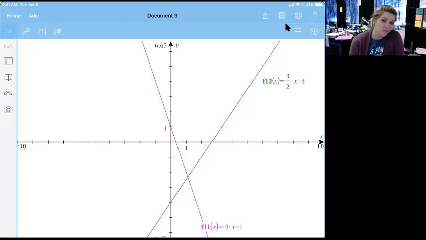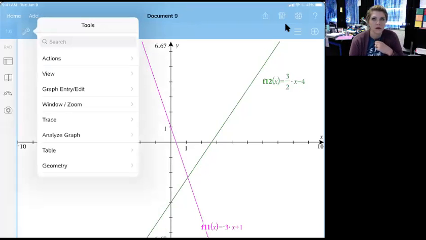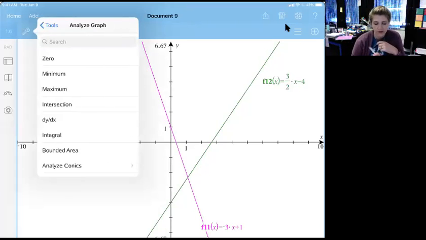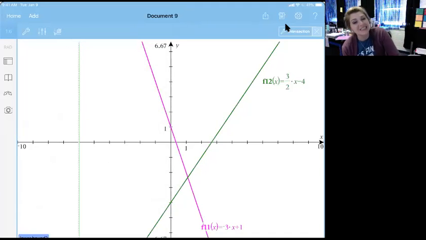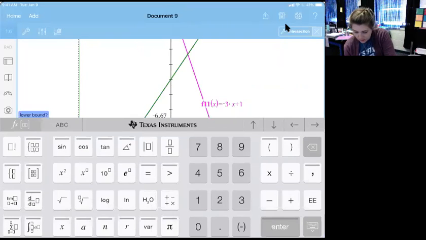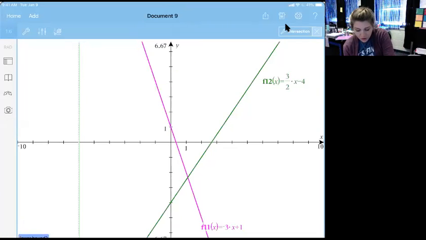So here's how you find out for sure. And this is the new part. This is the part that I've never taught you. You're going to go up to the wrench button, go down to analyze graph, and then click intersection. Now at the bottom left-hand corner, it says lower bound. That's the left side. So my lower bound's over there. And then I'm going to click on the right side of my function.